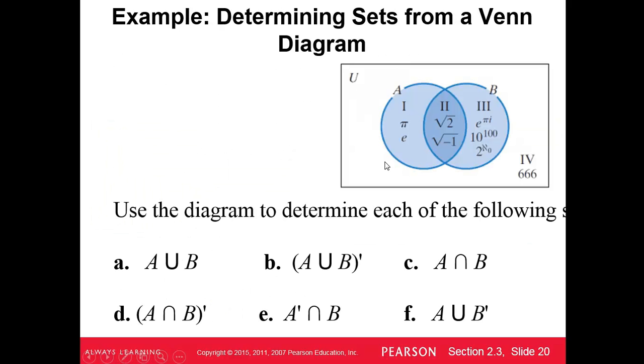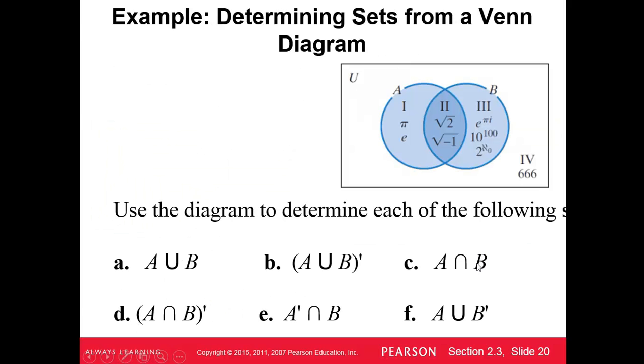A union B, all of A plus all of B: pi, e, square root of 2, square root of negative 1, e to the pi i, 10 to the 100, and 2 to the aleph null. Regions 1, 2, and 3. A union B complement. This is all of A and B, everything inside those circles. So the complement would be everything outside the circles. So that's 666, or region 4.